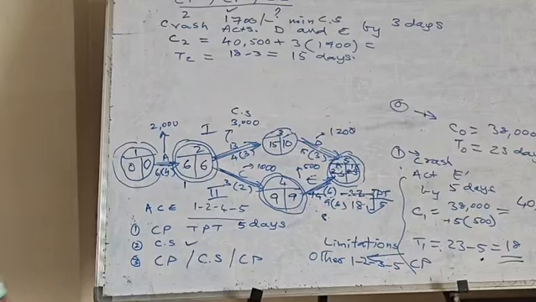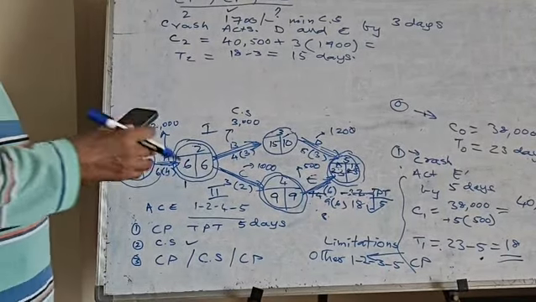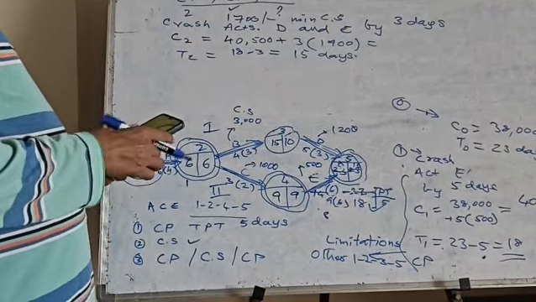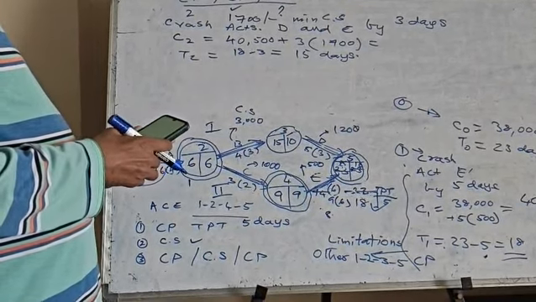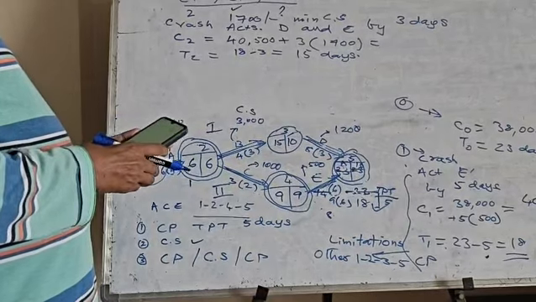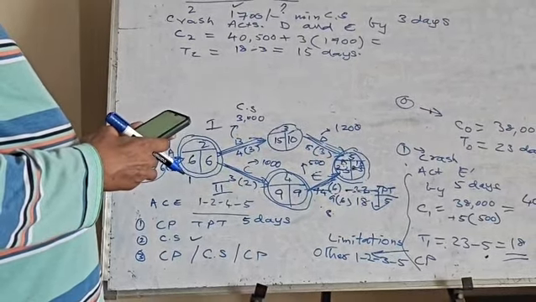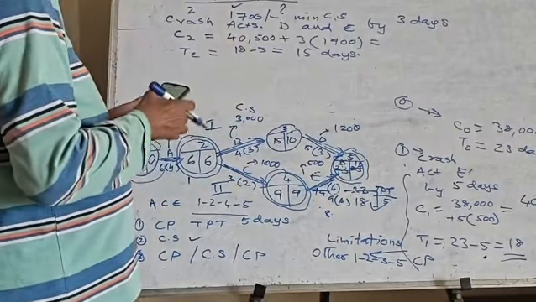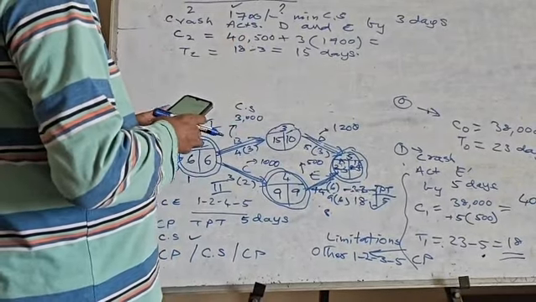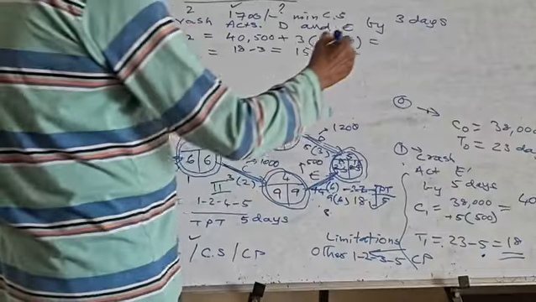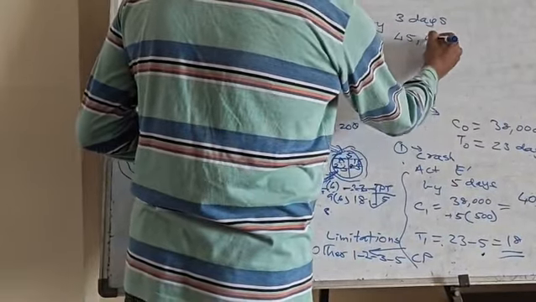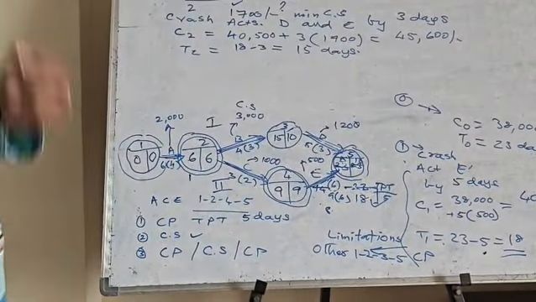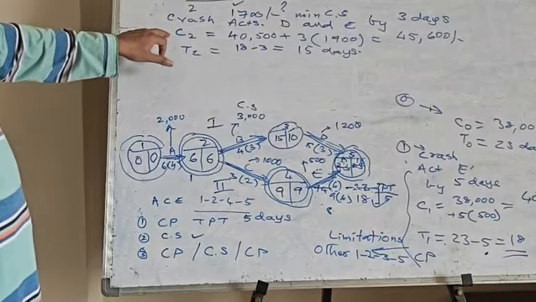So how much will be the cost now? 3 into 1700 plus 40,500. This one will become 45,600. This is the actual cost that will be incurred when we have crashed this.